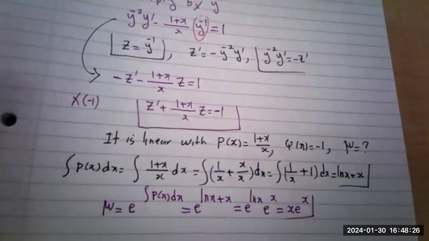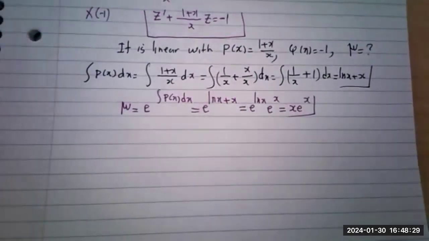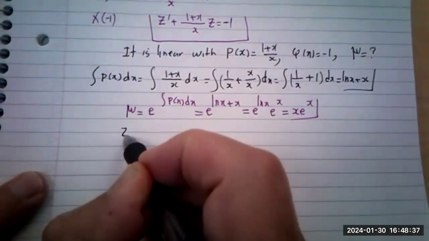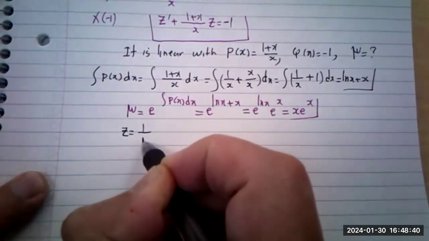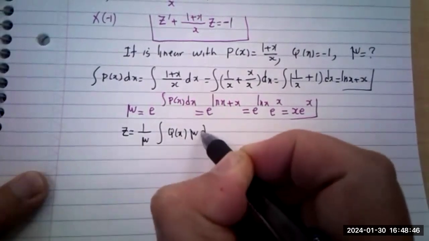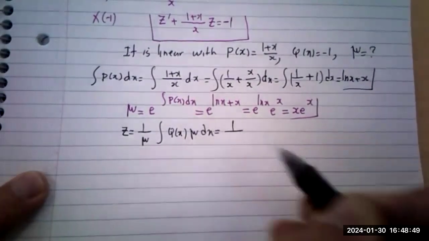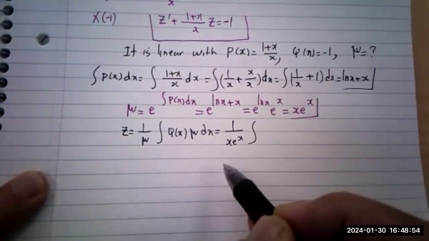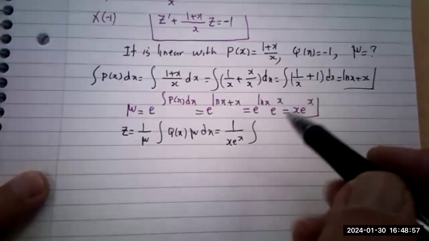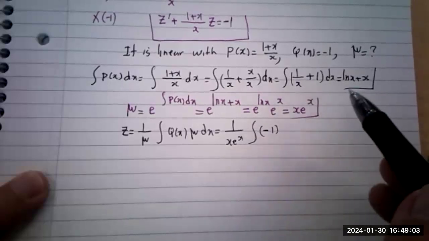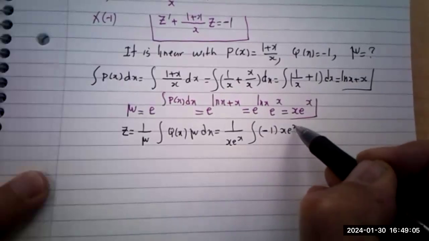Now we are ready to find z. Remember, find z first, and then change it back to y. So z is going to be equal to 1 over mu times the integral of q of x times mu dx. We substitute 1 over mu, where mu is x e to the x, times the integral of q of x. Remember q of x was negative 1, yes, negative 1 times mu, and mu is x e to the x dx.